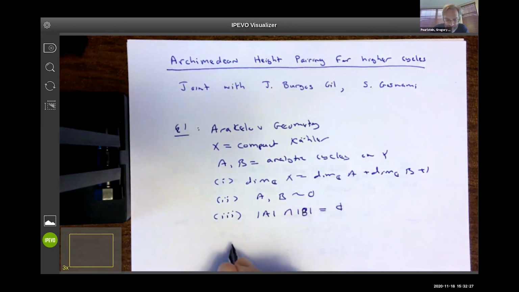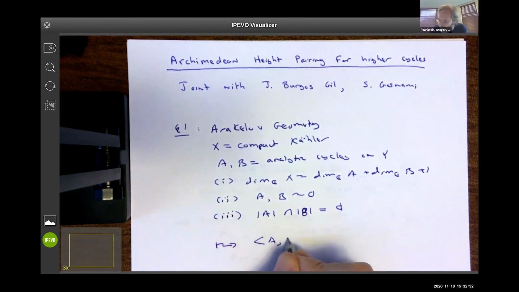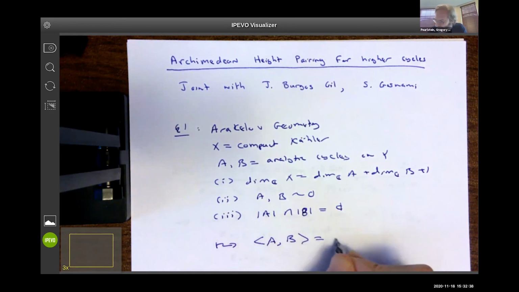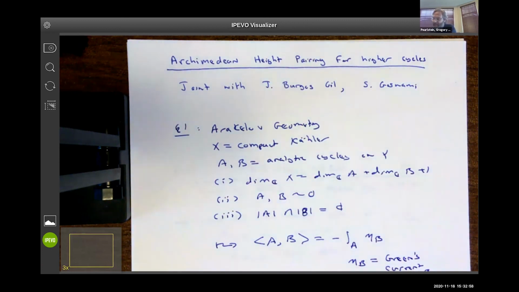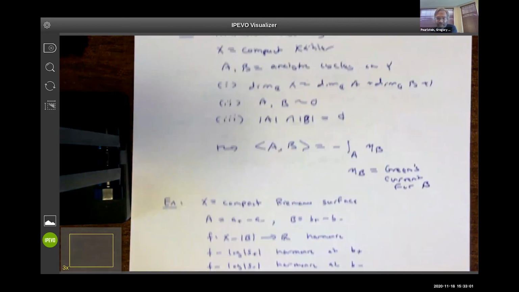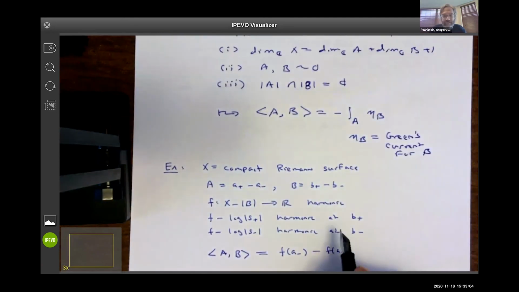Okay, so if we have all of these things, then we can define this height pairing between A and B. This is the Archimedean part of the height pairing, and I'll say more about that later. It is the integral over A of g_B, where g_B is a Green's current for B. Now this may take a minute to focus. This thing's a little bit like a frog. It has to see motion.